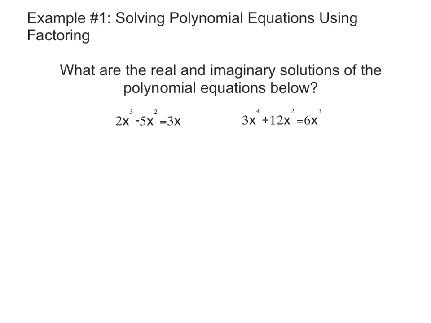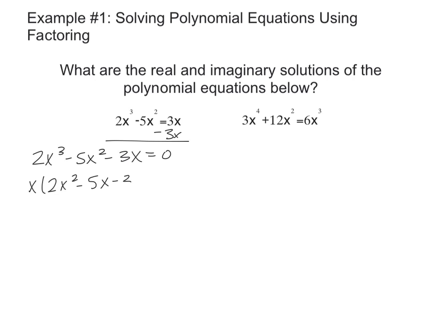The first thing we want to do is put that in standard form, so that means we need to move everything to the same side. So if I subtract 3x, I'm left with 2x cubed minus 5x squared minus 3x equals 0. My greatest common factor there that I should take out is x. And I'm left with 2x squared minus 5x minus 3.